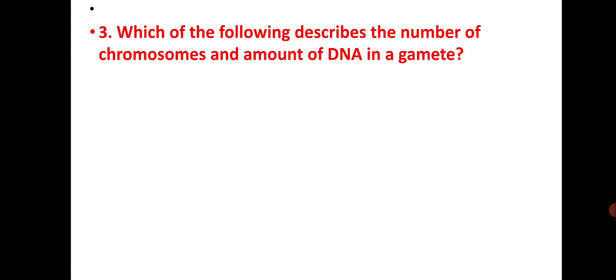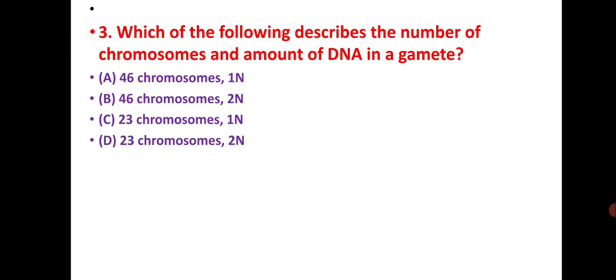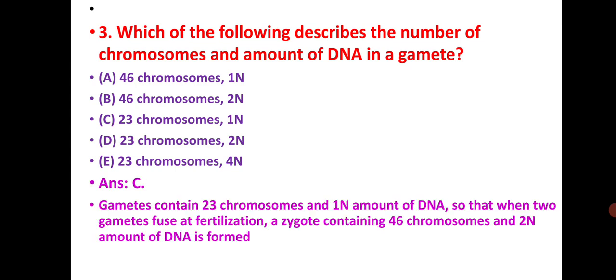Third question: which of the following describes the number of chromosomes and amount of DNA in a gamete? 46 chromosomes 1n, 46 chromosomes 2n, 23 chromosomes 1n, 23 chromosomes 2n, 23 chromosomes 4n. The answer will be C, that is 23 chromosomes 1n.